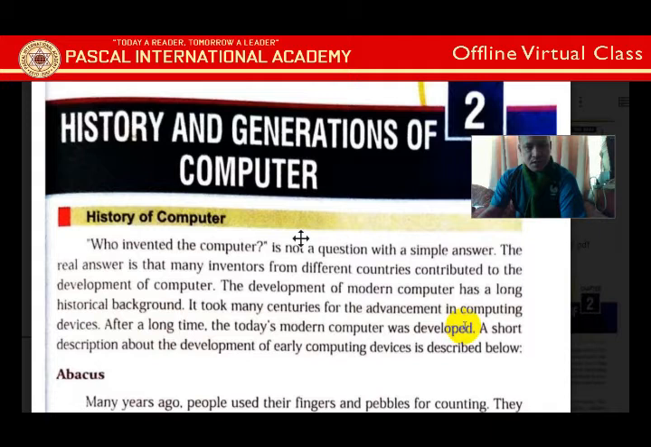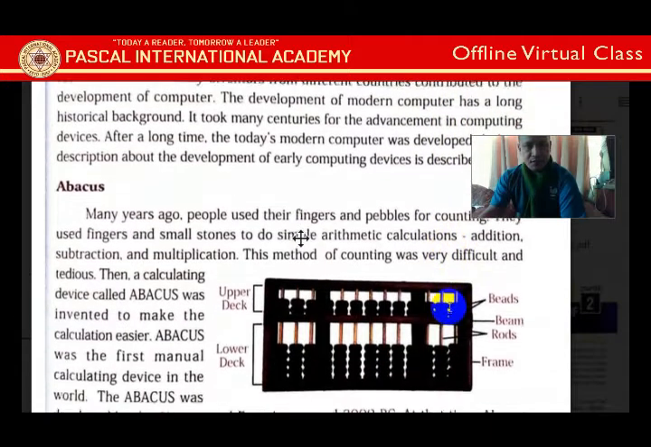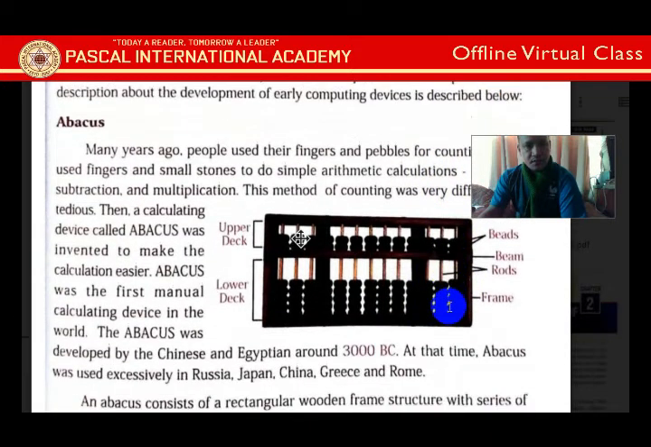A short description about the development of early computing devices is described below. Below we have a sub-description of how it came about. So the first one is the Abacus. Have you seen this figure of the Abacus?